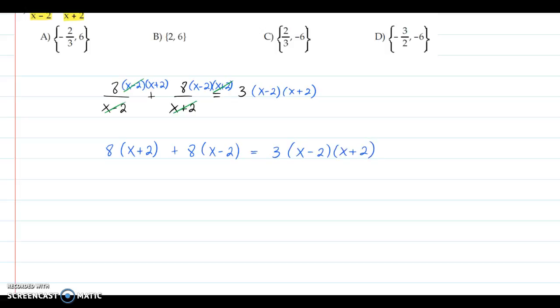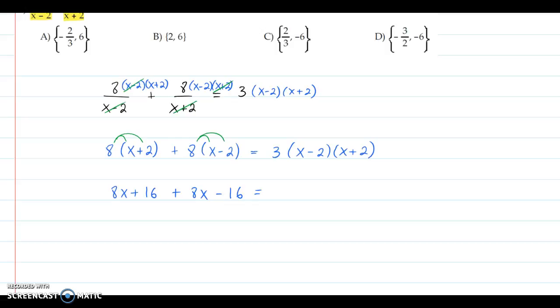Many of you had questions on this last part, like how do we multiply this out? What do we do first? We'll go through this part very carefully together. Let's just work from left to right. Starting here, I'm going to distribute that 8, and we end up with 8x plus 16. Then I'm going to distribute this 8 here, and so we will have plus 8x minus 16 equals. Now let's work this side out.